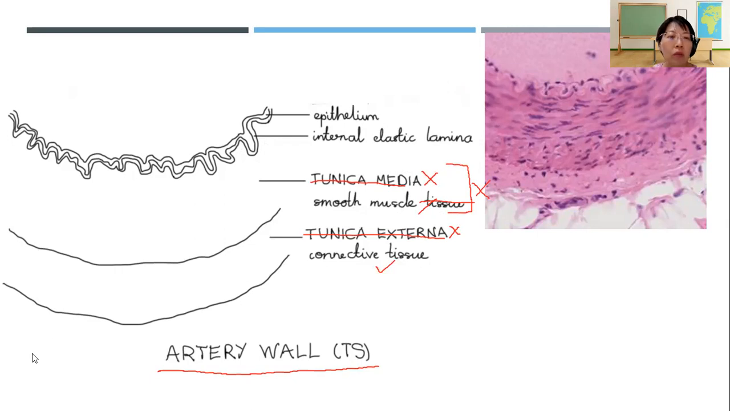And then you need to write the figure number. If you want to write a title, you have to write the figure number. Like figure 1 is the first drawing for this exercise. So it's figure 1, artery wall, bracket TS. Then your second drawing is figure 2 dash whatever. Okay.